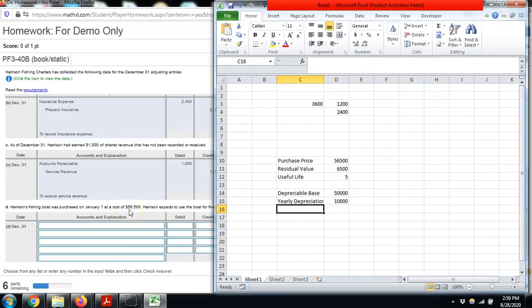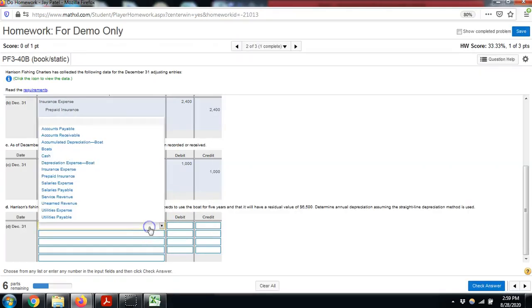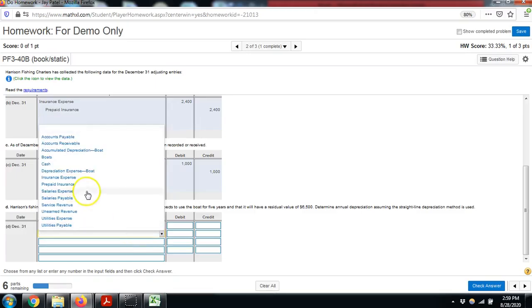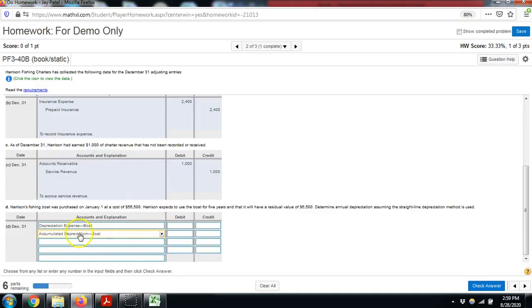Okay, so now that we've done this calculation, we know per year we're basically going to be expensing $10,000. So let's go back here. So we make sure we put our depreciation expense as our debit and accumulated depreciation as our credit, which is again a contra asset account. So you have 10,000, which we just calculated, 10,000.